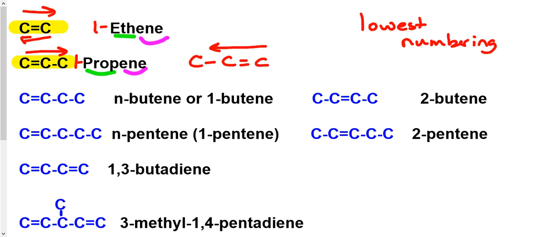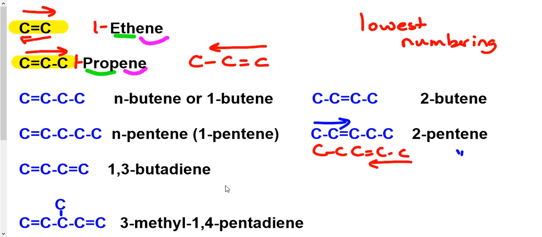With pentene, I can have 1-pentene or 2-pentene. Again, trying to move the double bond over just one more spot, for example putting it here, is still 2-pentene because now I choose to number in this direction as opposed to this direction. Both of these would be 2-pentene.